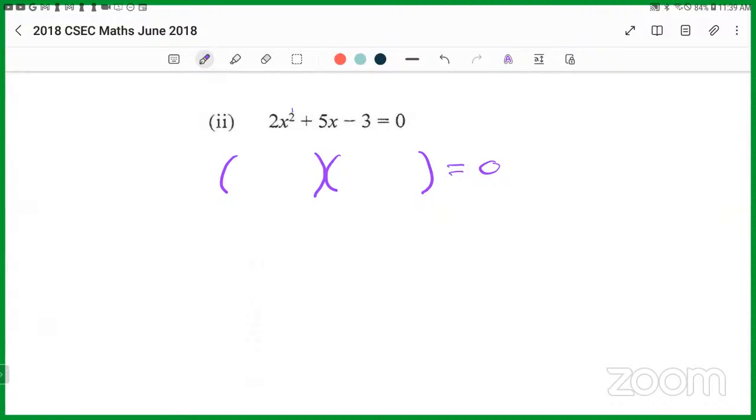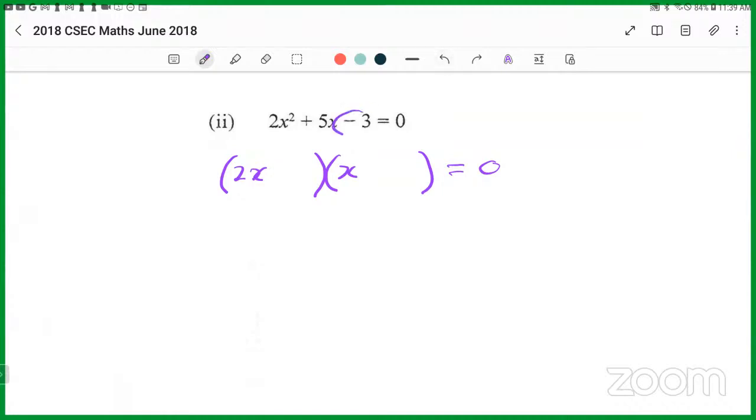So the factors of 2x squared can only be 2x and x. Can't be anything else. And those factors go here and there. 2x and x are the only factors of 2x squared. Then the only factors of the 3 is 1 and 3. Remember, this is negative.